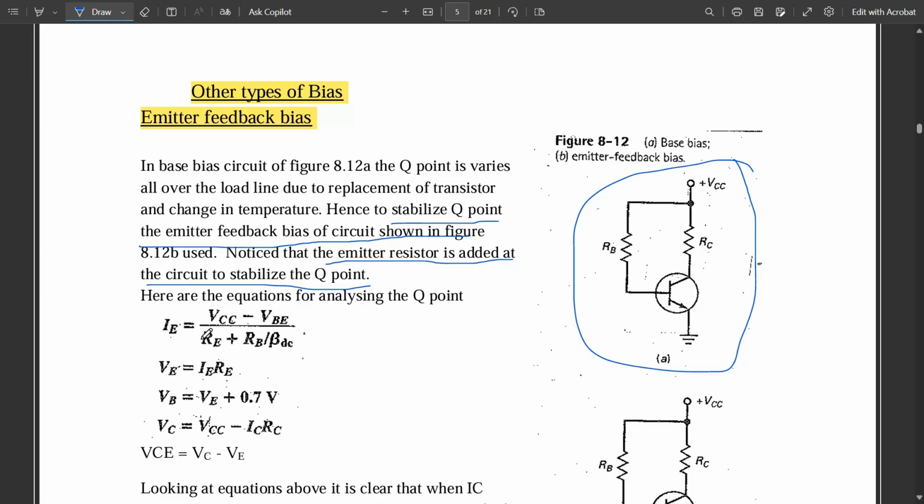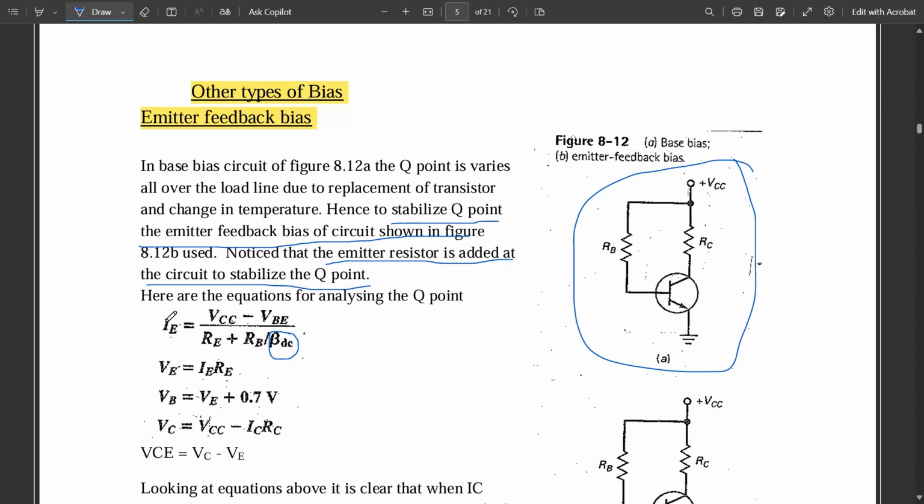Here are the equations for analyzing the Q point. First is IE equal to (VCC minus VBE) divided by (RE plus RB divided by beta DC), where beta is the amplification factor, which would be approximately around 50 to 200, for simple feedback biasing circuits.